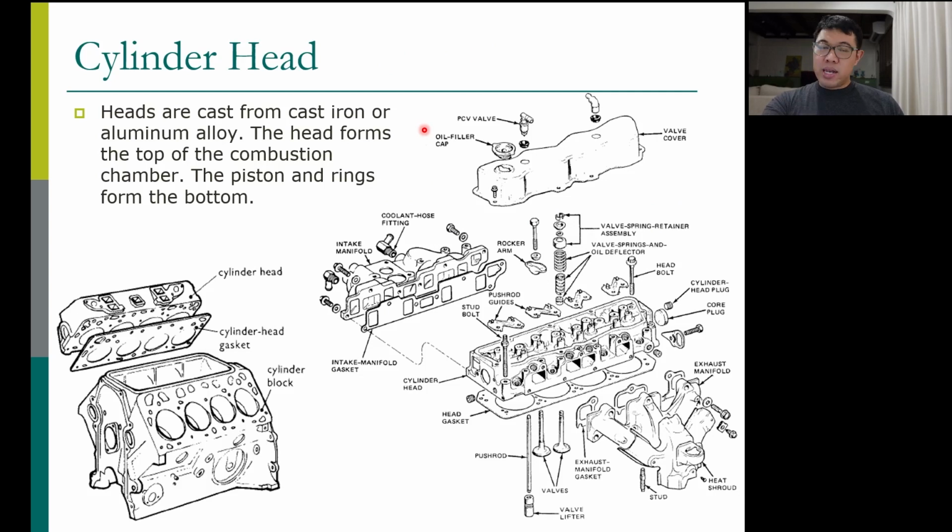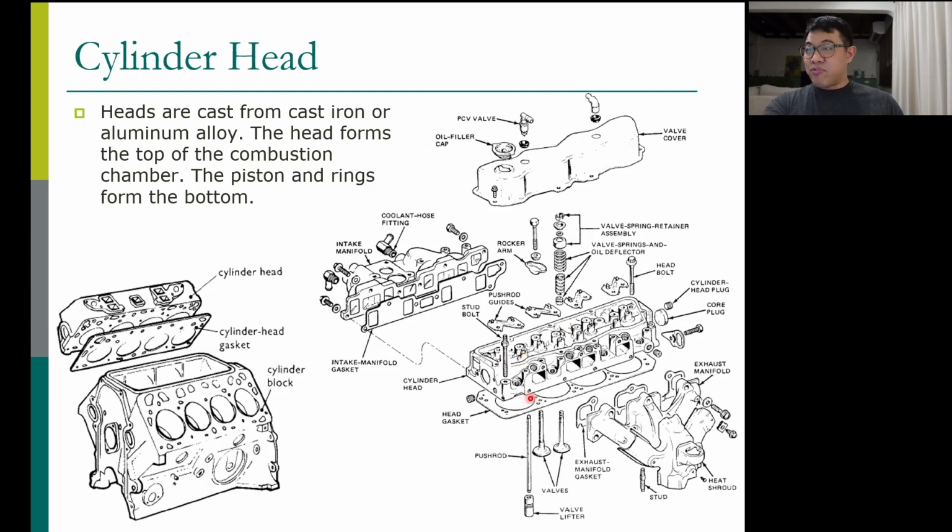Now, the next component is cylinder head. Okay, this is a picture of V8 engines. For V engine you have two cylinder heads, the one on the left bank, the one on the right bank. Two heads. This is another picture of the cylinder head. Basically the cylinder head is the part that controls the operation of the engine.